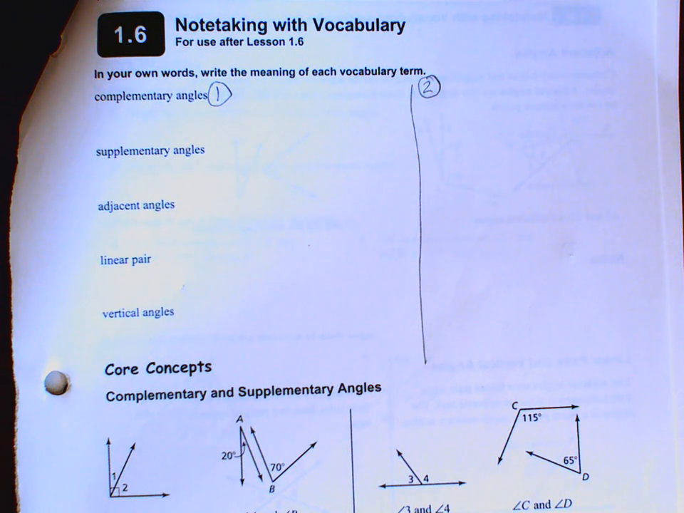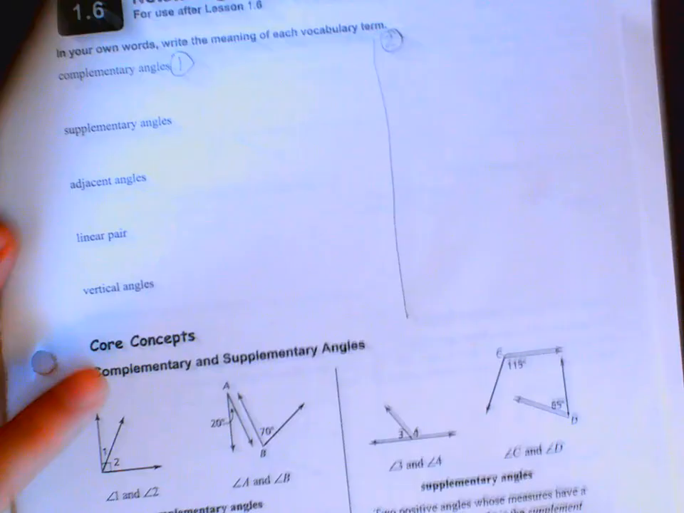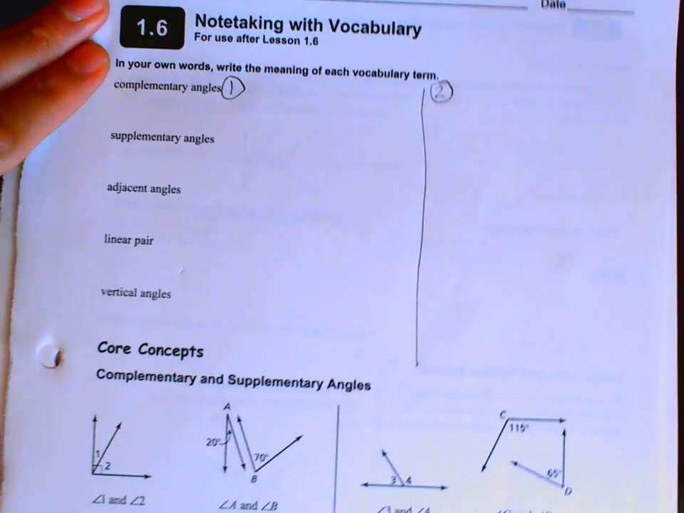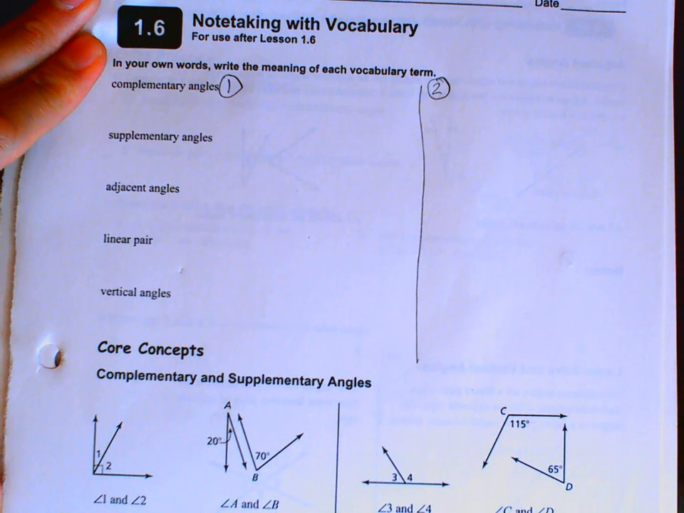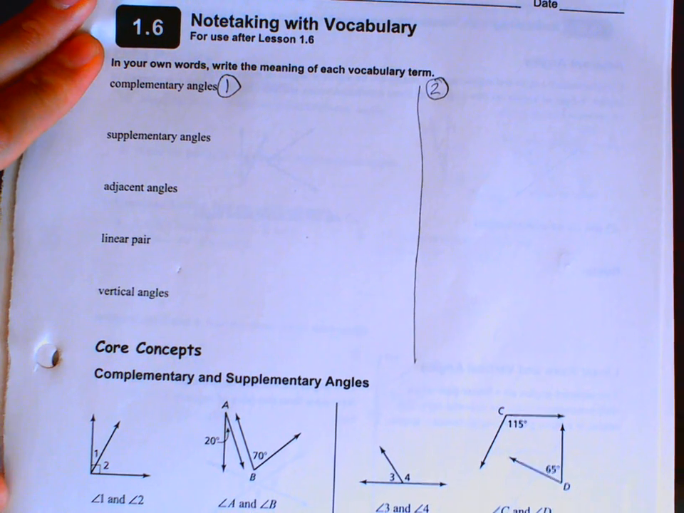Hello and welcome to lesson 1.6. Now lesson 1.6 talks about describing pairs of angles. We're not going to start with the exploration first. We're actually going to start on page 29 of your student journal.